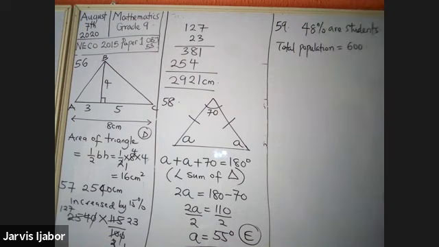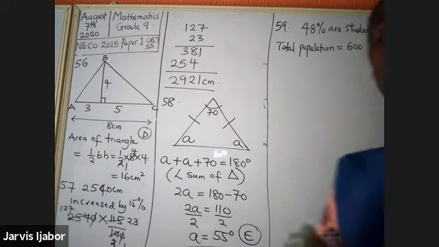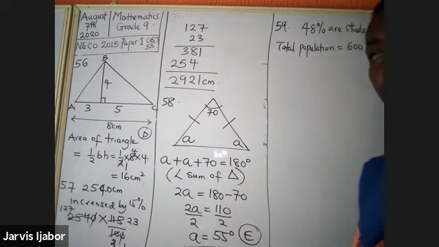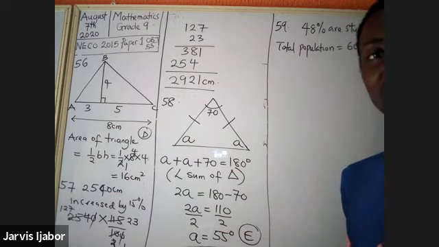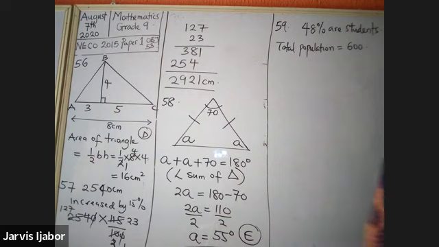This is a very simple question. Now, the total population in a community is 100%. It can't be more than 100%.